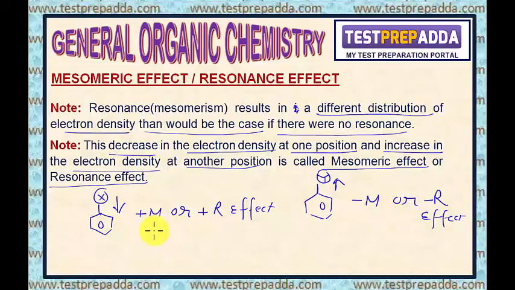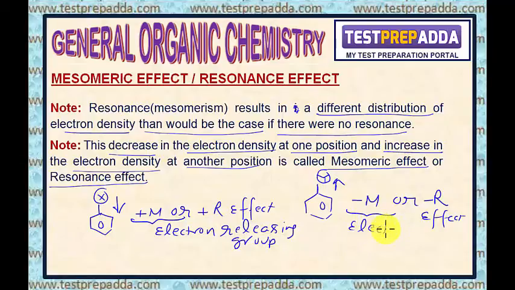Very similar to the inductive effect, where we said plus I and minus I. Plus I was electron releasing group and minus I was electron withdrawing group. Here also plus M or plus R means electron releasing, electron pushing group, and minus M or minus R effect group means electron withdrawing group.